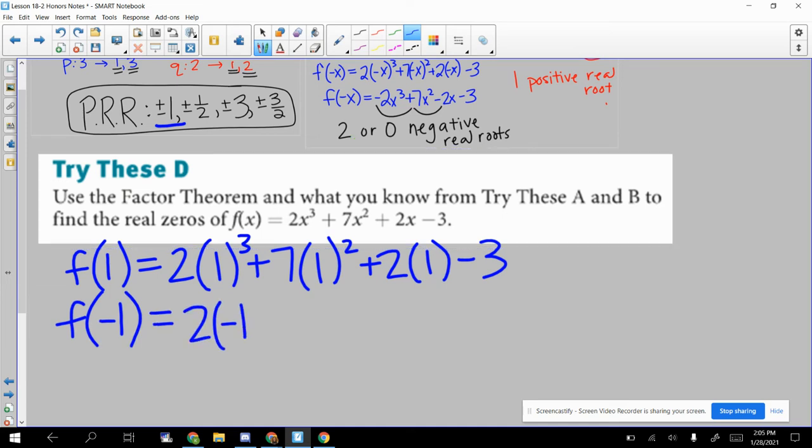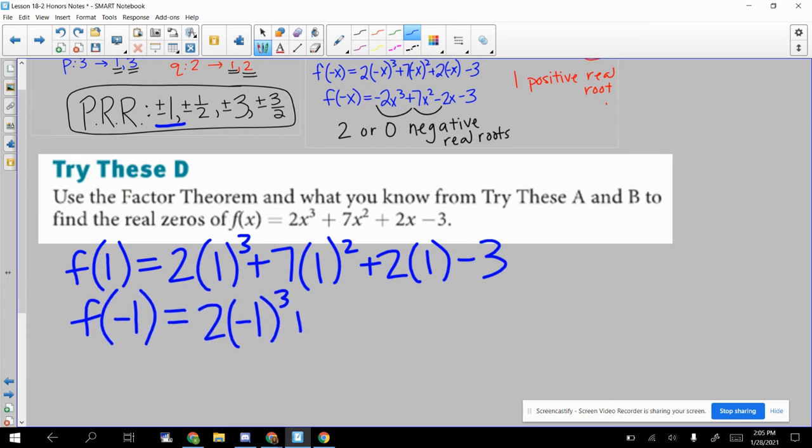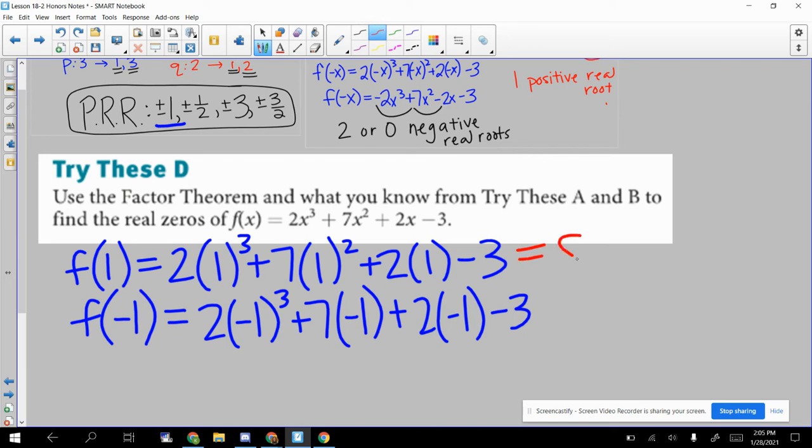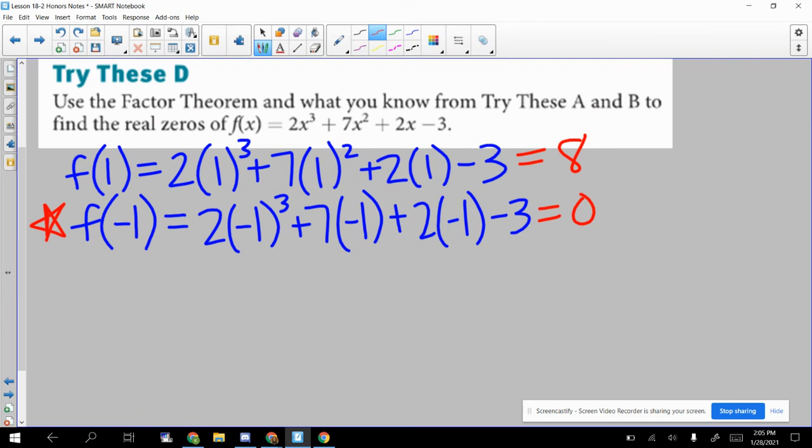So then you could do -1, and then you could do 1/2, you could do -1/2. You've got to go through and do them all until you have your 3 solutions. Okay, so when you plug in 1, you should get 8 out. When you plug in -1, you should get 0 out. So right away, I would star that one, and you know -1 is one of your solutions. And then you could keep going.